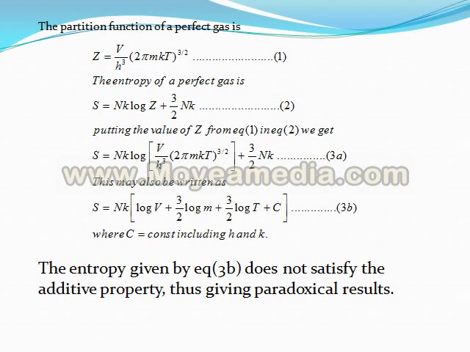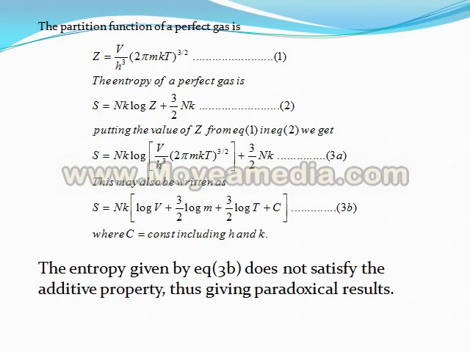The partition function of a perfect gas is represented by the formula Z equals V upon h cubed, bracket 2 pi mkT to the power 3 by 2. This is our equation 1. The entropy of a perfect gas is represented as S equals Nk log Z plus 3 by 2 Nk. This is equation number 2.